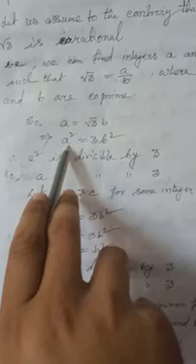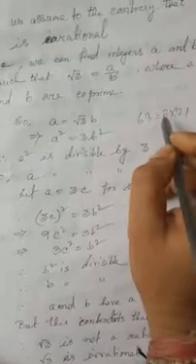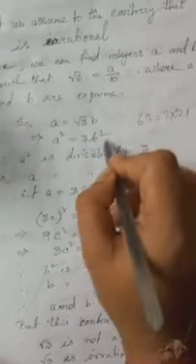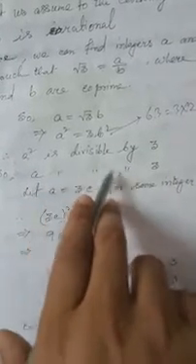Then cross multiplication, a equals root 3 b. Squaring both sides, a square equals 3b square. Therefore a square is divisible by 3. From this equation we can say a square is divisible by 3, because 63 equals 3 into 21, so 63 is divisible by 3. So a square is divisible by 3, so a also is divisible by 3.